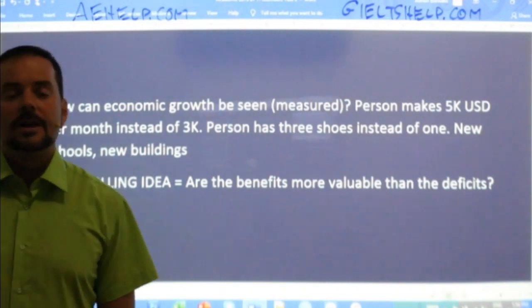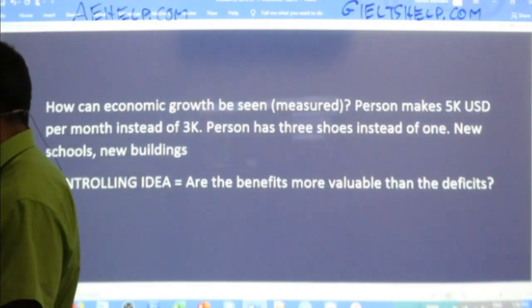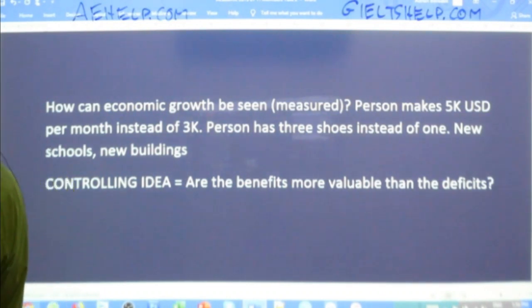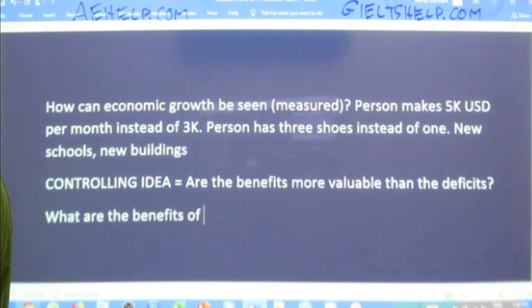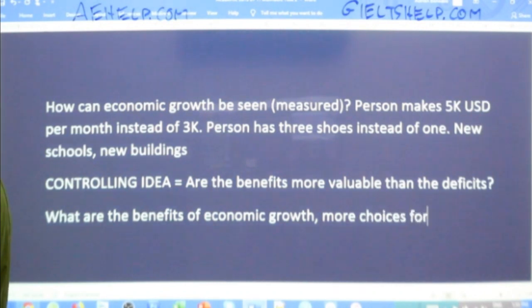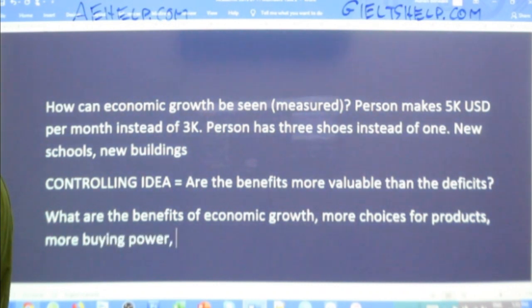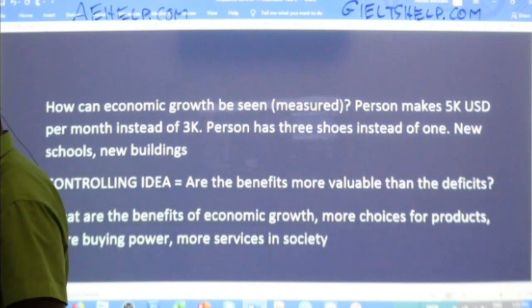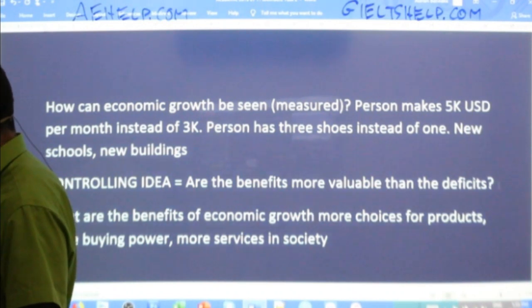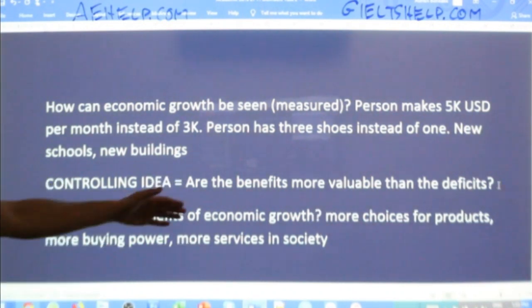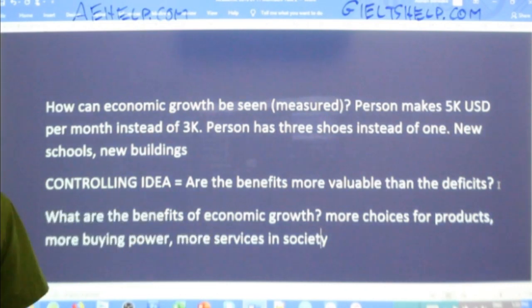Okay. Now, if it makes you feel comfortable, you can ask that question again, or you can just use what you have already. So what are the benefits of economic growth? More choices for products, more buying power, more services in society. Right? That's the answer. So more choices for products, more buying power, more services in society, right?